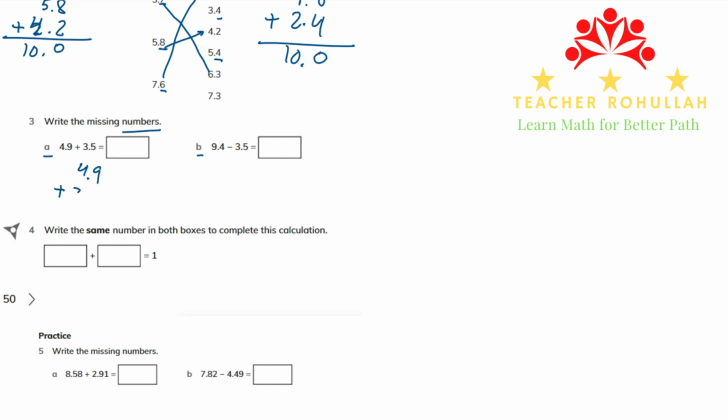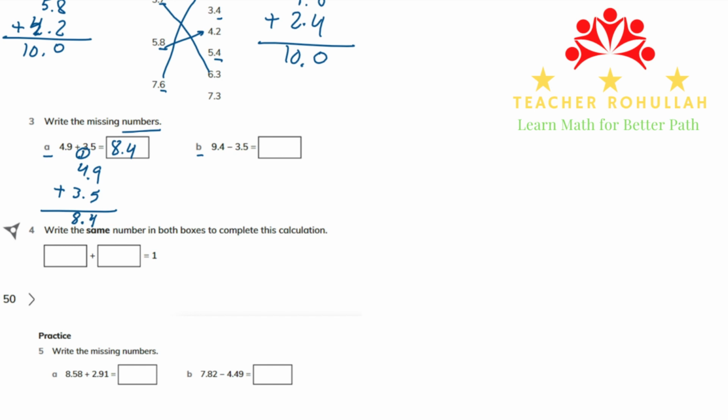4.9 plus 3.5. We add it the same way we add whole numbers. So 9 plus 5 is 14. So 1 should be carried above the ones place. 4 plus 3 is 7, and 7 plus 1 is 8. So we bring down the decimal point. The answer we get is 8.4. This is how easy it is to add two decimal numbers.